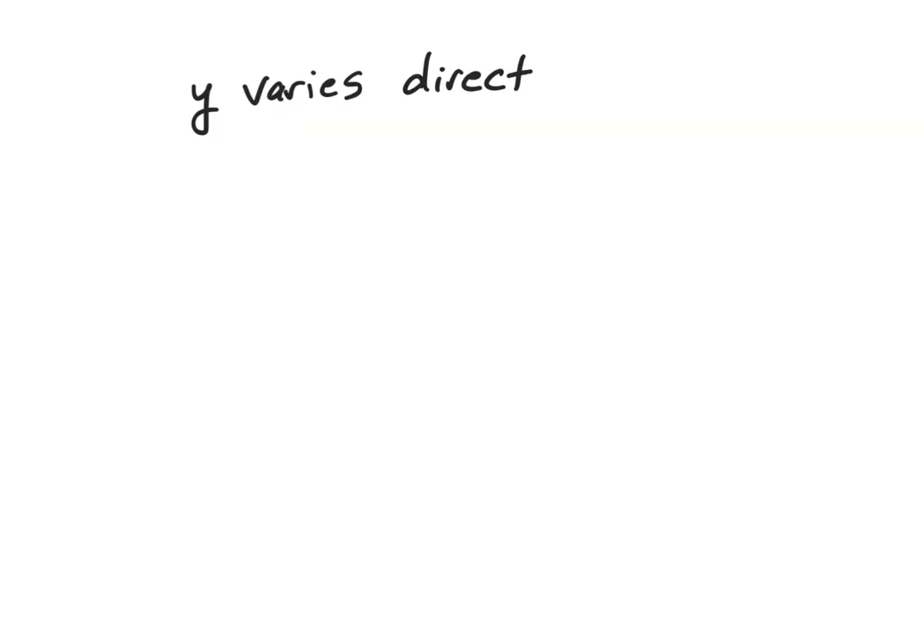So here's what the problems are going to look like today. Y varies directly as x. And as I told you, it's going to be pretty obvious what type of variation we have, because right there in the problem it tells us directly, which means we have direct variation. So immediately, when I see that, I know this is the equation that I'm using.